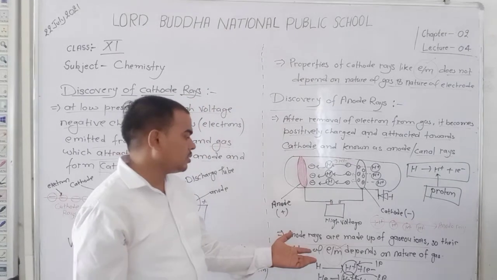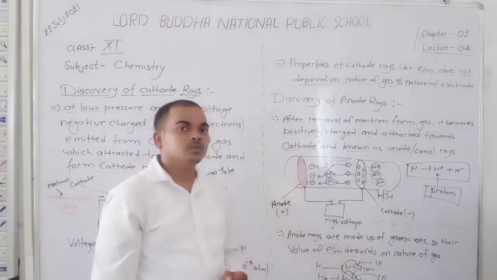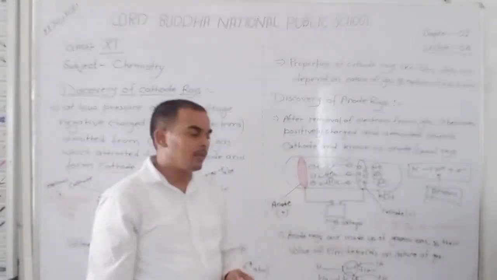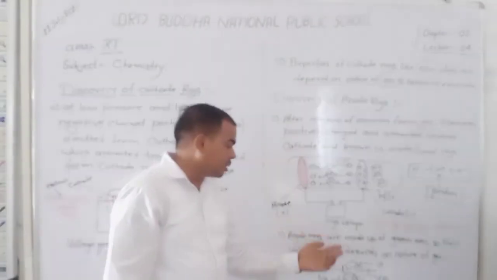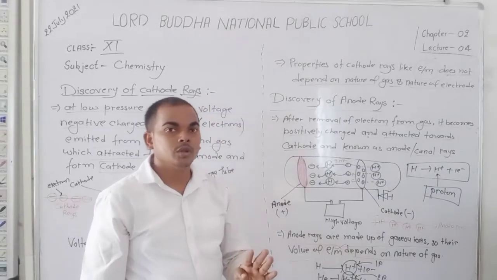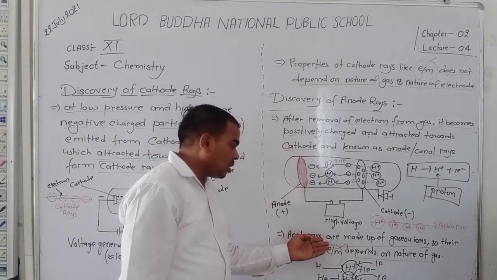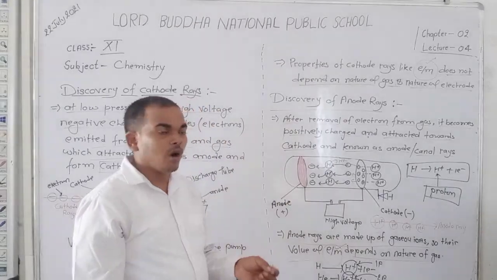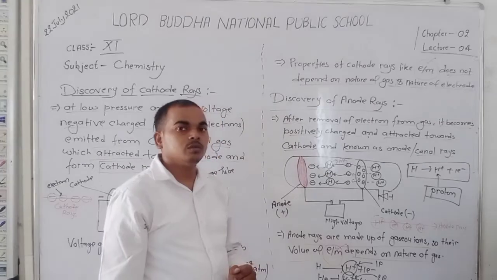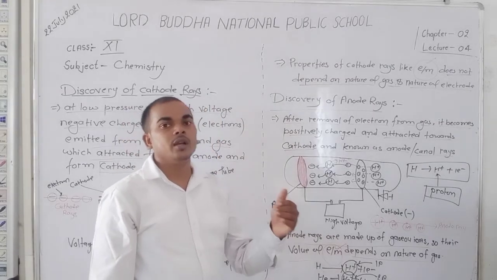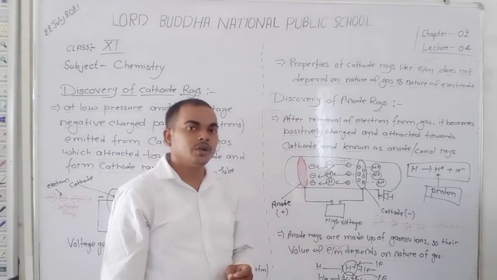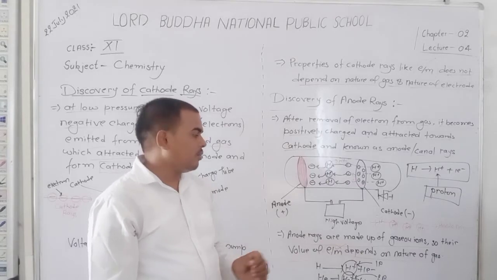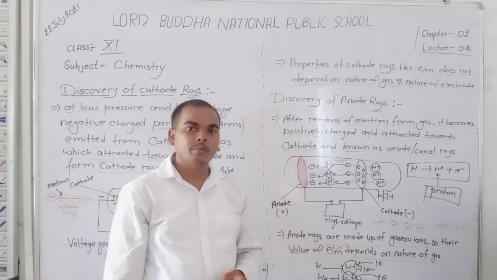So we say that the value of charge is different for hydrogen and different for helium, and the mass of hydrogen is 1, whereas the mass of helium is 4. So here the charge of hydrogen and helium are different and mass is also different. So the value of charge by mass ratio is different for different gases present in the discharge tube. It means anode rays and cathode rays have different values of charge by mass ratio.